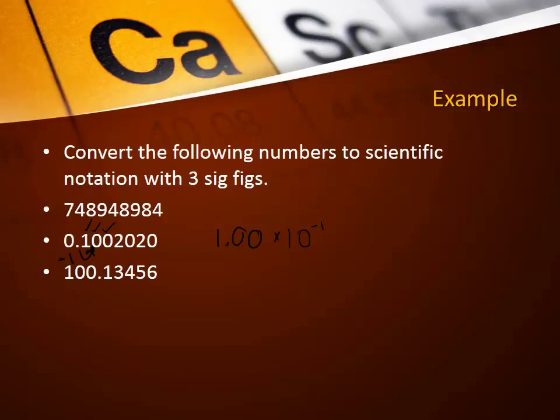Our last one. Our decimal should go right here. That's 2 spaces, and we move to our left. 1, 2, 3, 1.00 times 10 to the second. If this doesn't make sense, scroll back in the video. Often seeing this a few times is really what people need.